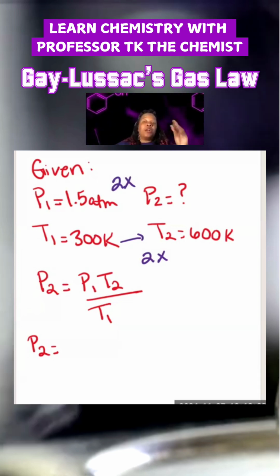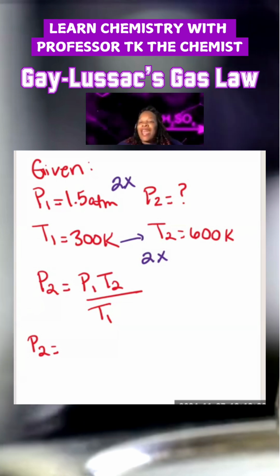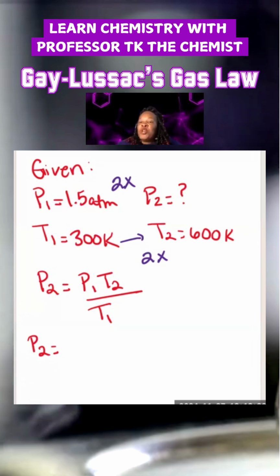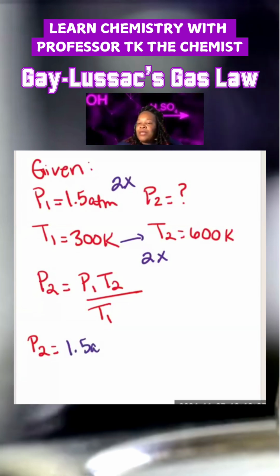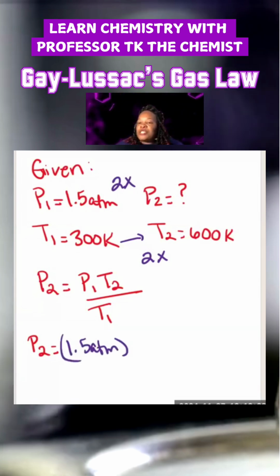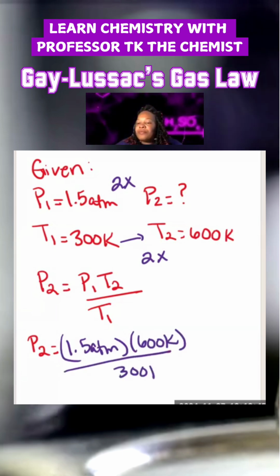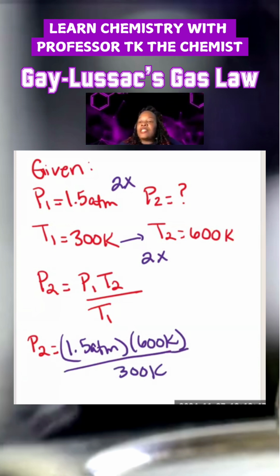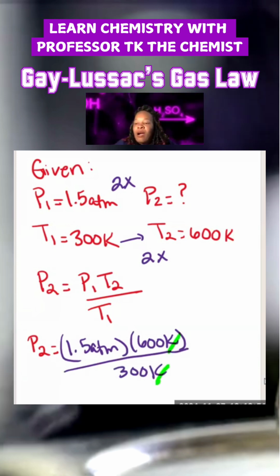But if you want to see the numbers in place to prove that that's your answer, let's go ahead and put in the numbers here. So the first pressure reading was 1.5 atm times T2, which is 600 Kelvin, divided by T1, which is 300 Kelvin. And all we have to do again is just get rid of our Kelvins in terms of the units that we no longer need.